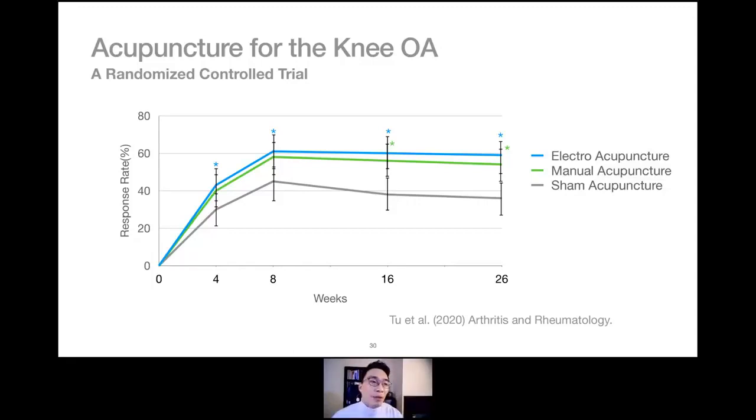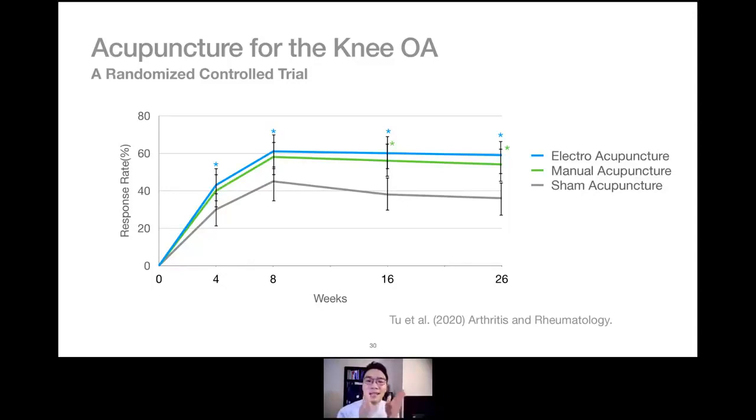The blue one, the electroacupuncture group, showed more than 60% response rate over 8 weeks of treatment. And the green one, the manual acupuncture group, showed just below 60% response rate compared to the sham acupuncture showing around 40% response rate. And amazingly, the effect lasted over 26 weeks. That is 6 months. So I believe some may say the effect of acupuncture is somewhat temporary, so it goes away in a few days.